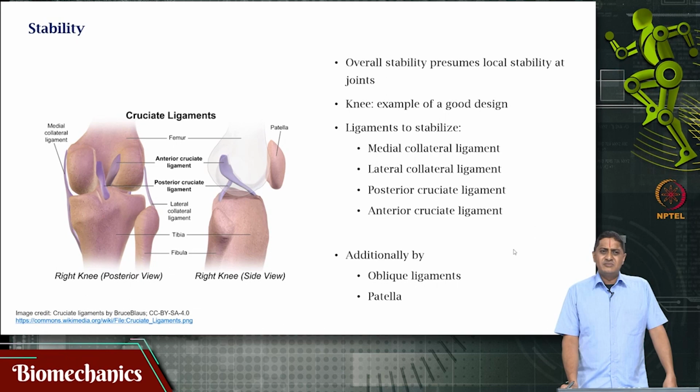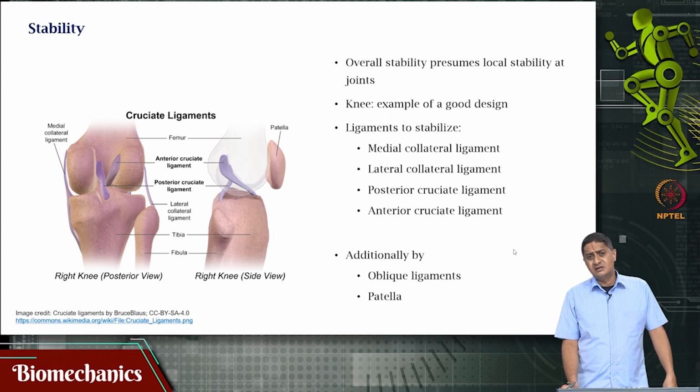So, how is stability achieved? Okay. If there is stability of the biped, of the human who is standing with two legs, this overall stability presumes stability locally at the many joints that are formed by this, no? Local stability. Right. A particularly interesting or good example of good design is the knee joint.